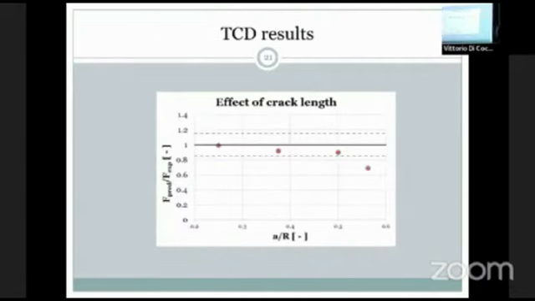So some of the results. We have here the effect of crack length. We have different lengths of the crack, and the ratio between crack length and radius is between 0.25 and 0.55. What we can see is that our predicted values are in the range of plus minus 15% up to a crack length ratio of 0.5. For bigger cracks, the predictions are far from the experimental values that we got.